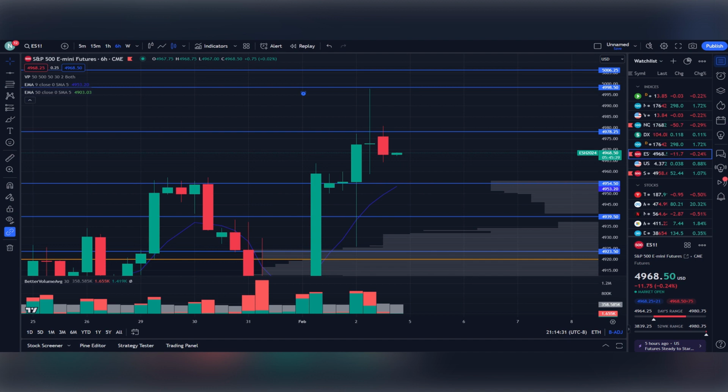But with the consistent and persistent grind up that we had all morning and afternoon, I decided to hop into a quick scalp at 10 a.m. in hopes that it would go up, and it did in fact go up. And that was a pretty decent trade.